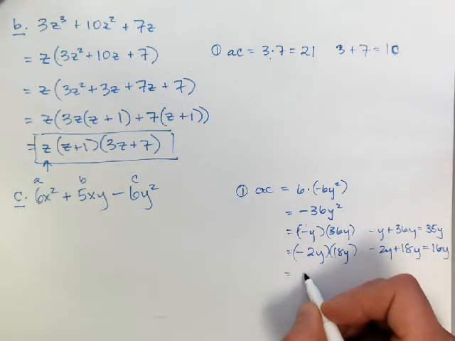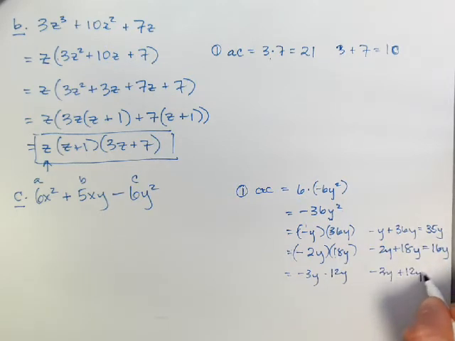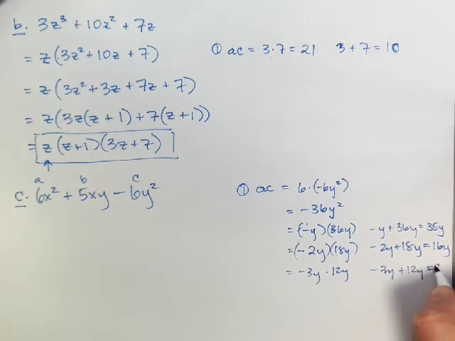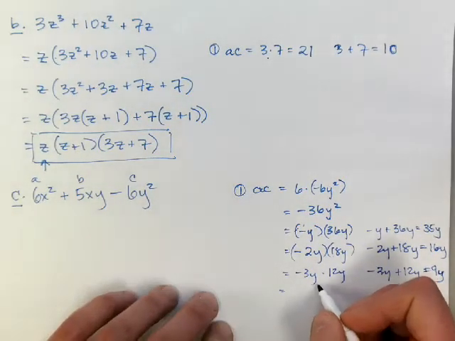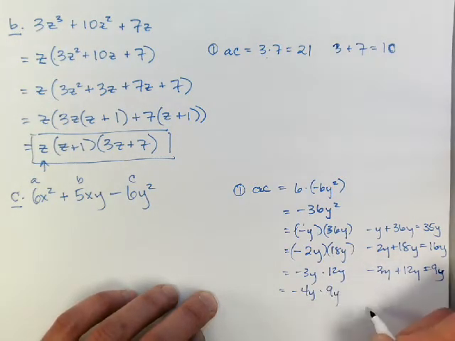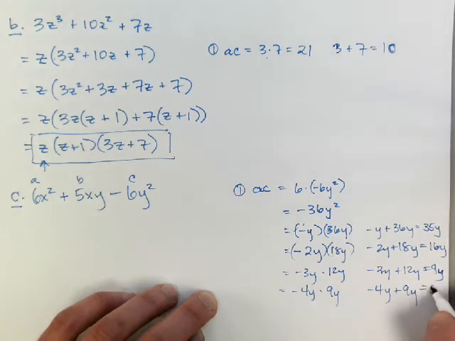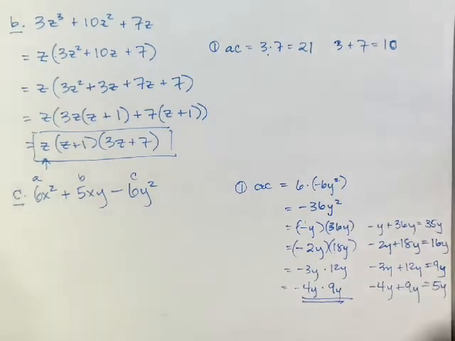Let's do minus 3y times 12y. That's going to add up to a 9y. Okay, we're pretty close. Maybe we do minus 4y times 9y, and minus 4 plus 9 equals positive 5. Okay, so that is our factorization.